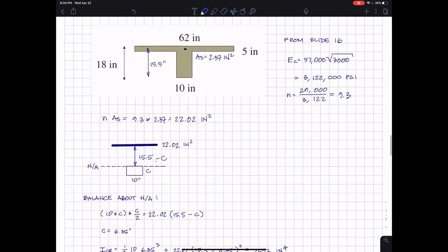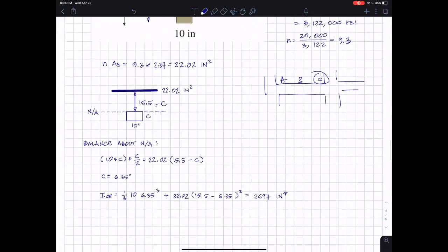This is at C. It had more steel over there, 2.37 square inches. You follow the exact same process. I'll post these notes if you want to follow the numbers, but you get 2,700 inches to the fourth. And that's how we calculate the 3 cracked moments of inertia.